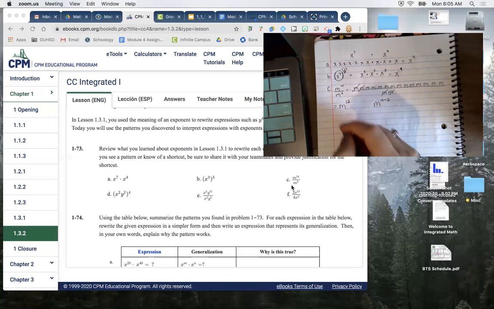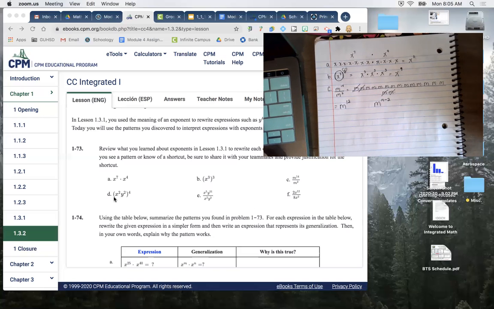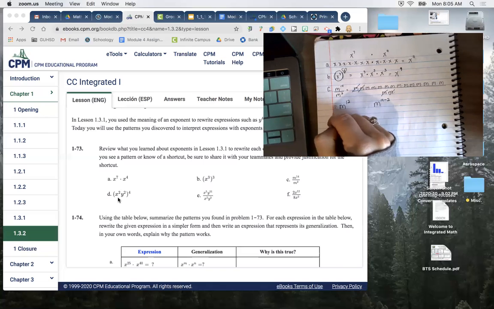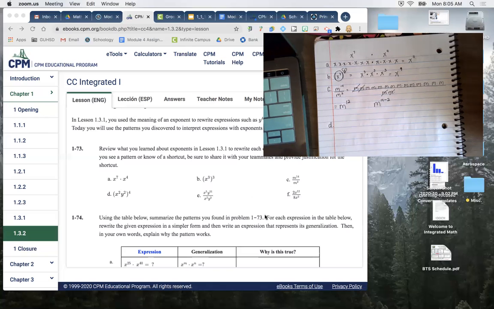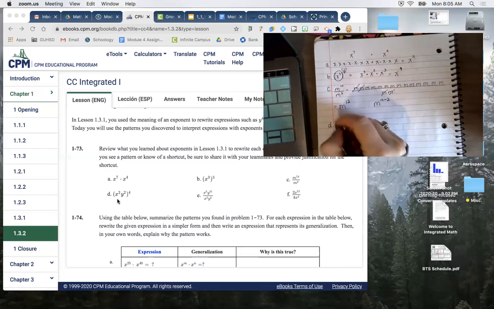Okay, there's a couple more examples down here. I'm actually going to do this one right here, D, just so you can get a feel for it, and then I'm going to pick one of these other ones. I'm actually going to do F.